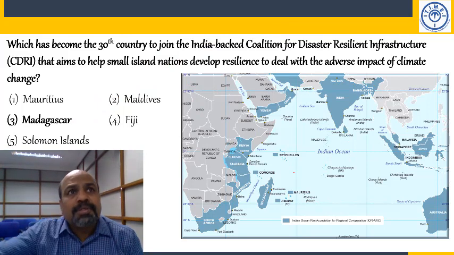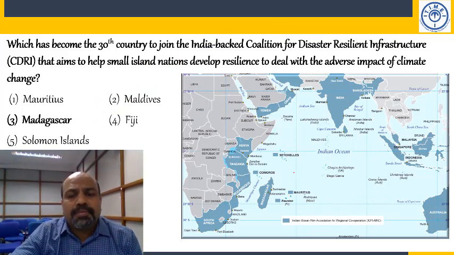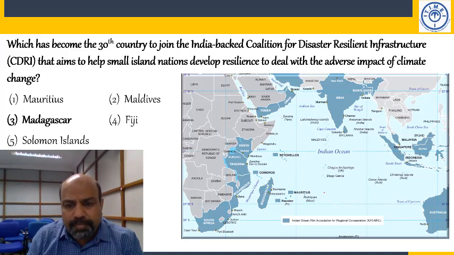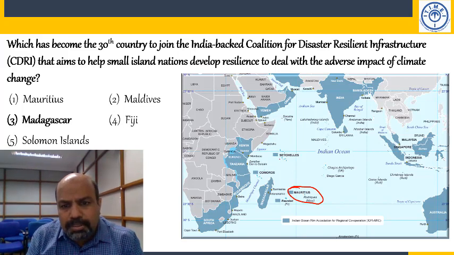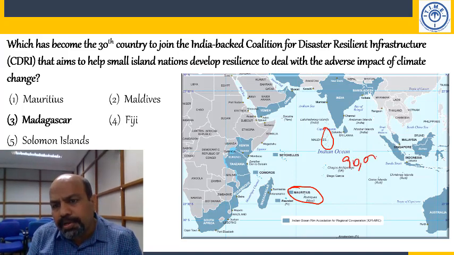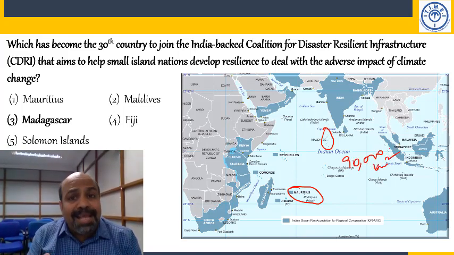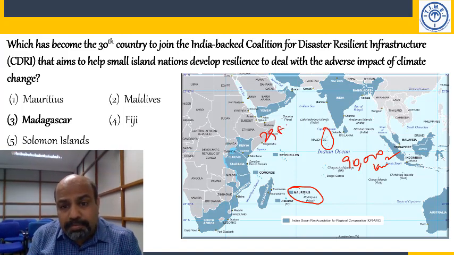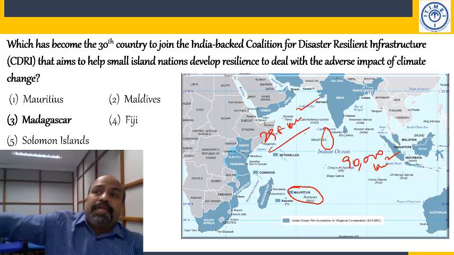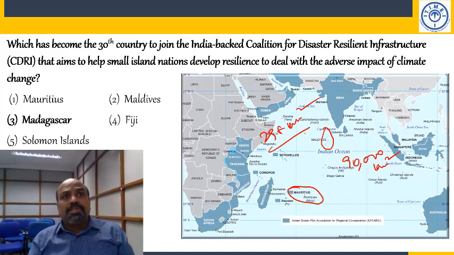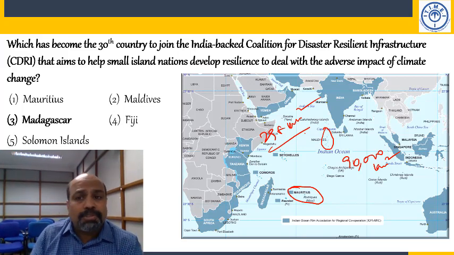So let me make you familiar with one more country here. Mauritius. This is Mauritius. This is Seychelles, of course, a small group of islands here. Maldives, these are Maldives. Maldives is a country spread across 90,000 square kilometers. Can you believe that? The country's area is 298 square kilometers. But territorially, it's spread across 90,000 square kilometers.